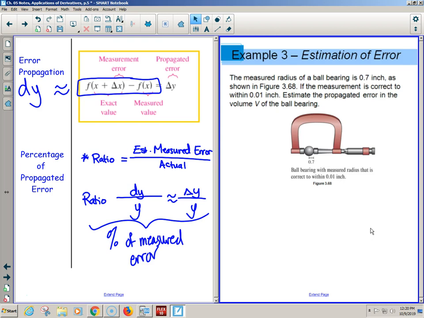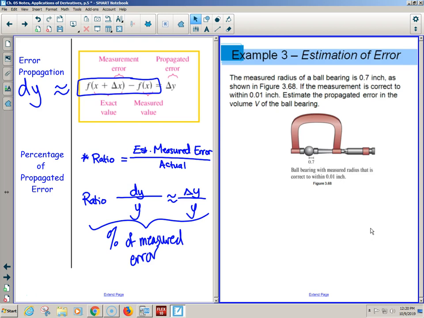So the radius is r equals 0.7. If the measurement, 0.7, is correct to within 0.01, depending on whatever tool they use to measure it and the tick marks, etc., they're assuming you've gotten within 0.01 of an inch. Estimate the propagated error in the volume of the ball bearing.